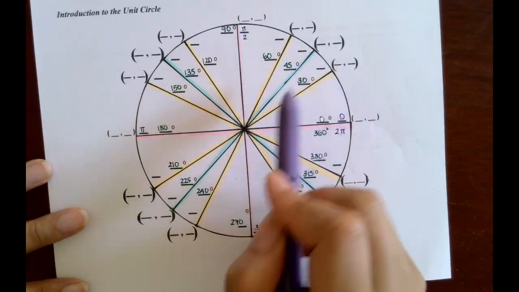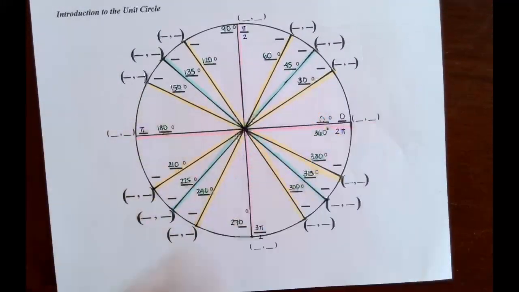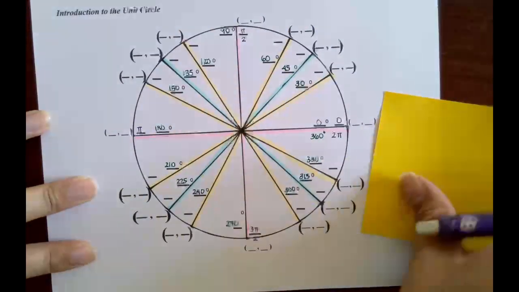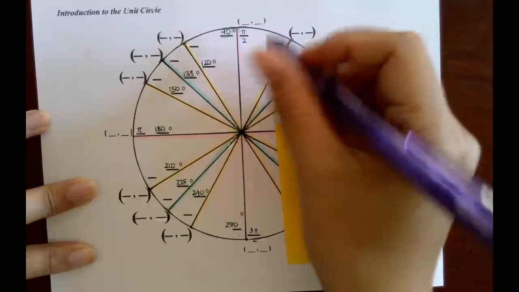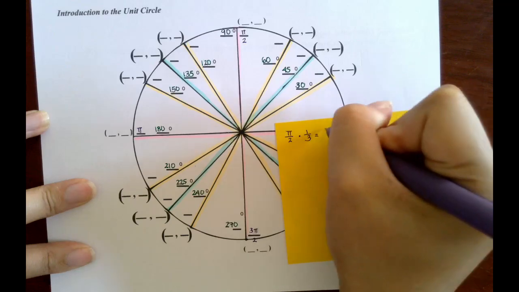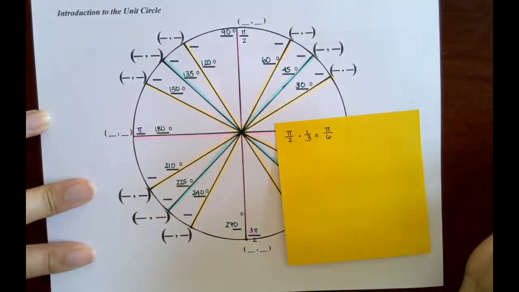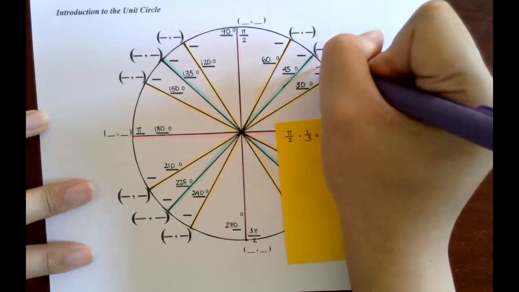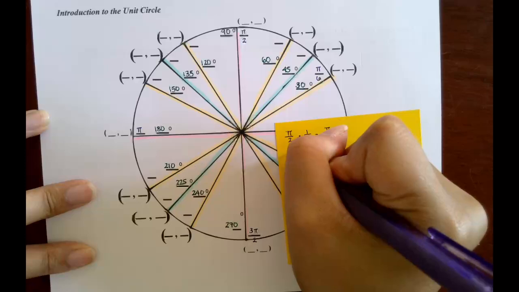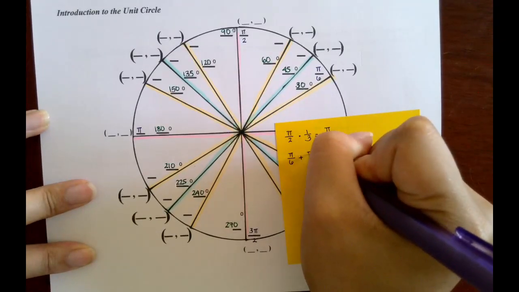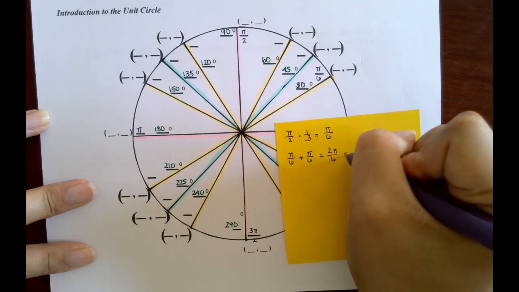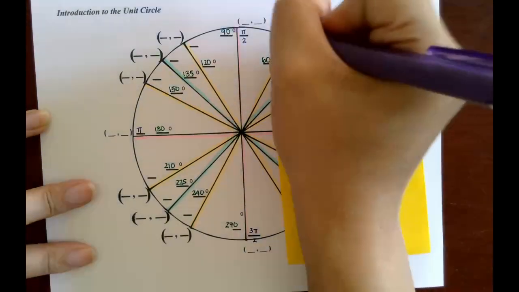Next then is pi halves. If we divide it into 3, pi halves, because here's pi halves, this is divided into 3 sections for the orange. So pi halves divided by 3 is the same as times 1/3. That means each of these orange ones is pi over 6. To get to the next one, pi over 6 plus pi over 6 gives me 2 pi over 6, which simplifies to pi over 3.